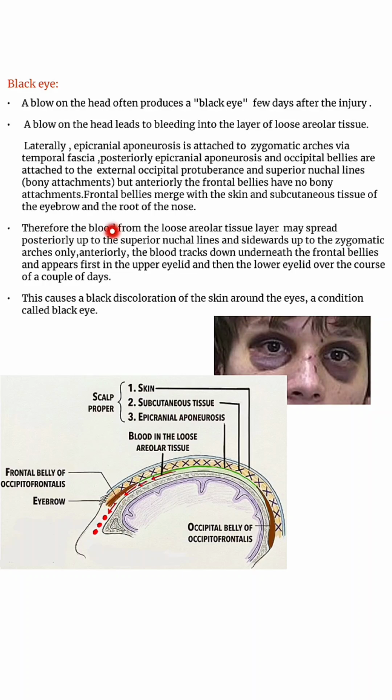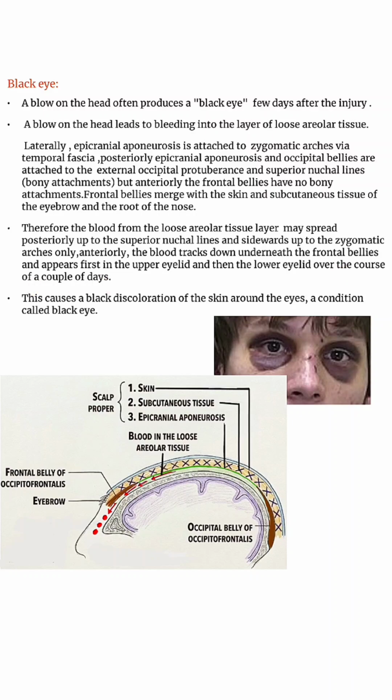Therefore, the blood from the loose areolar tissue layer may spread posteriorly up to the superior nuchal lines, sidewards up to the zygomatic arches only. Anteriorly, the blood tracks down underneath the frontal bellies and appears first in the upper eyelid and then the lower eyelid over the course of a couple of days.